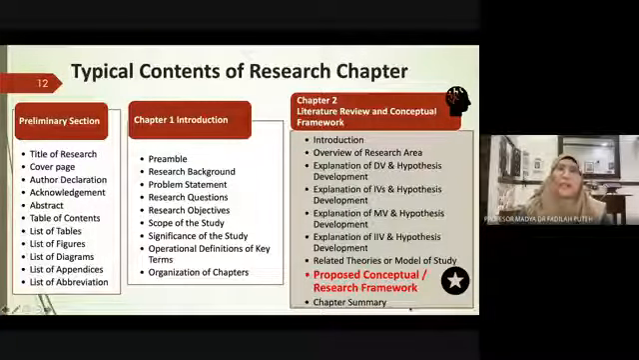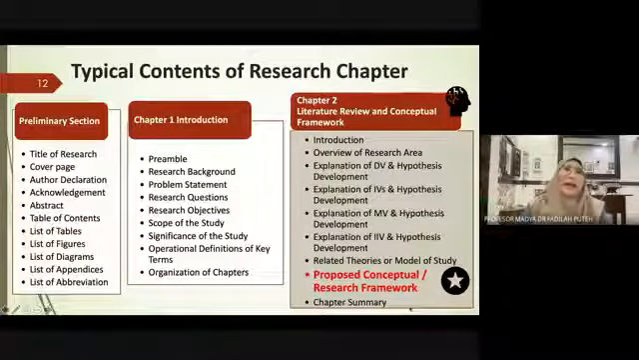So basically, in a research thesis, you're going to have 5 main chapters. And these 5 main chapters are supported by the preliminary section, in which you should have the title of the research, the cover page, the author declaration, the acknowledgement part, the abstract, table of contents, and all the lists of tables, figures, diagrams, appendices, and abbreviations. This is, I think, standard.